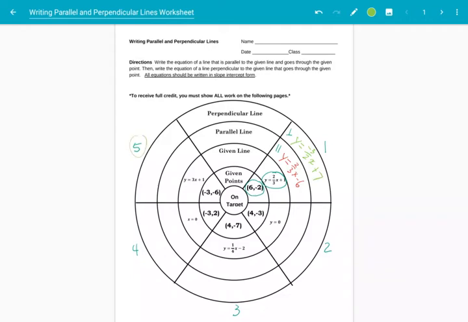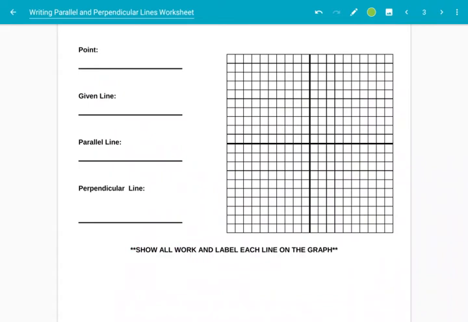Okay, let's do one more. I'm going to do number 5. I'm going to leave the other 3 for you guys. So let's use this point and this equation. The point is (minus 3, minus 6). I'll plot that. 1, 2, 3, 1, 2, 3, 4, 5, 6. There's the given point. It is (minus 3, minus 6).